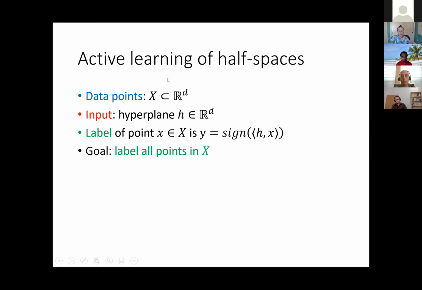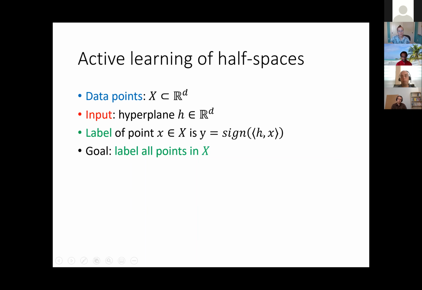So I have data points, which are just going to be some set of points in R to the D, in some d-dimensional feature space. The input is going to be some hyperplane in R^D, which is my classifier. And in this talk, I'll be assuming that the classifier never makes mistakes. And so the label of a point is going to be the sign of h and x. So I'm going to take my data point in R^D, take my hyperplane, and take the inner product. It's positive or negative, plus or minus, that's going to be the sign. And my goal is to label all these points in X.